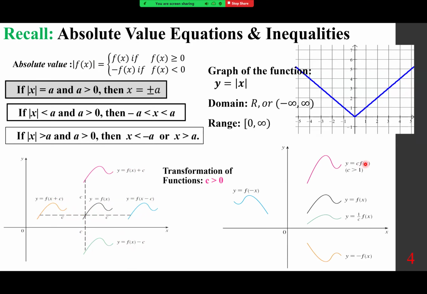Now, if we are looking at y equals f of x, and we take c to be a number larger than 1, then c times f of x stretches it along the vertical axis by a factor of c. And 1 over c times f of x shrinks it by the same factor, so divides by c. If you have a negative in front of f of x, it flips it over with respect to the x-axis. If you have a negative in front of x, it flips it over with respect to the y-axis. In other words, reflection with respect to the x-axis is minus f of x, with respect to the y-axis is f of minus x.